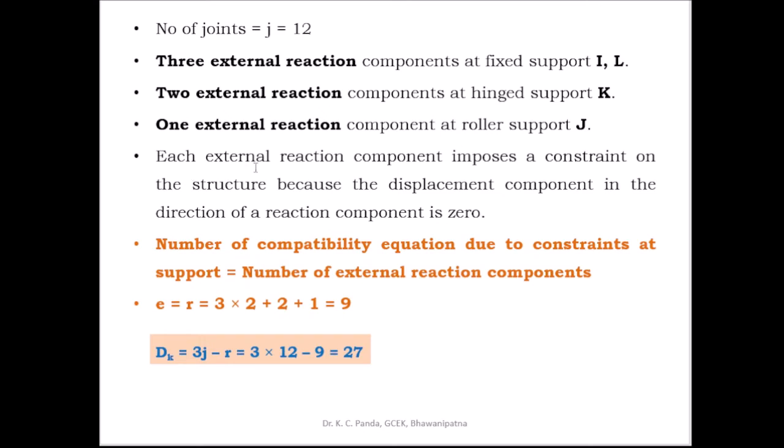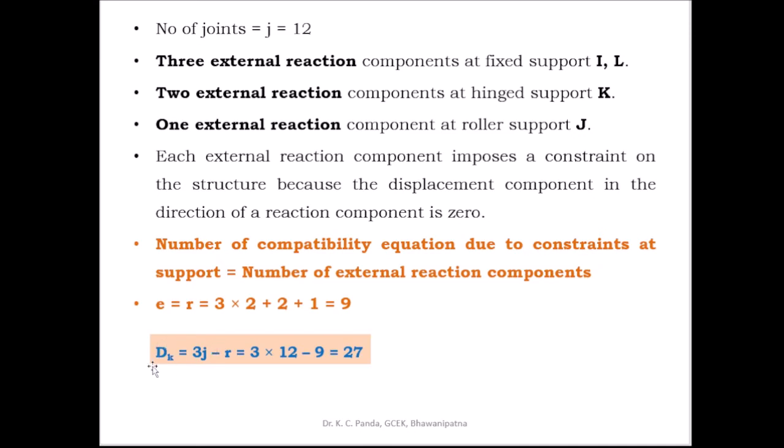Here each external reaction component imposes a constraint on the structure, because the displacement component in the direction of a reaction component is 0. Therefore, the number of compatibility equations due to the constraint at supports is equal to the number of external reaction components. I have already explained this. E is equal to R, that is equal to 9.